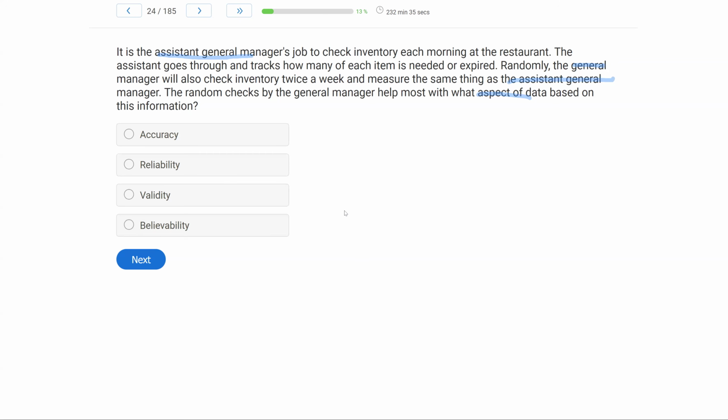Well, IOA helps the most with believability because if two people are measuring the same thing and getting the same outcome, at least that data is believable. It might not be accurate, it might not be valid, and it might not even be reliable, but if multiple people are measuring the same thing, at least it's believable. So if they're gathering IOA data, the aspect of data that it helps most with is believability.